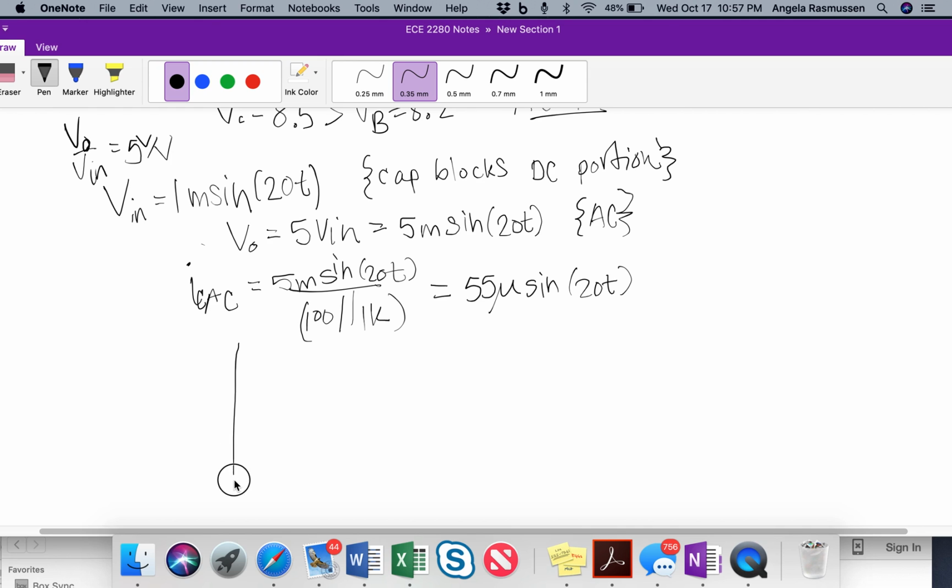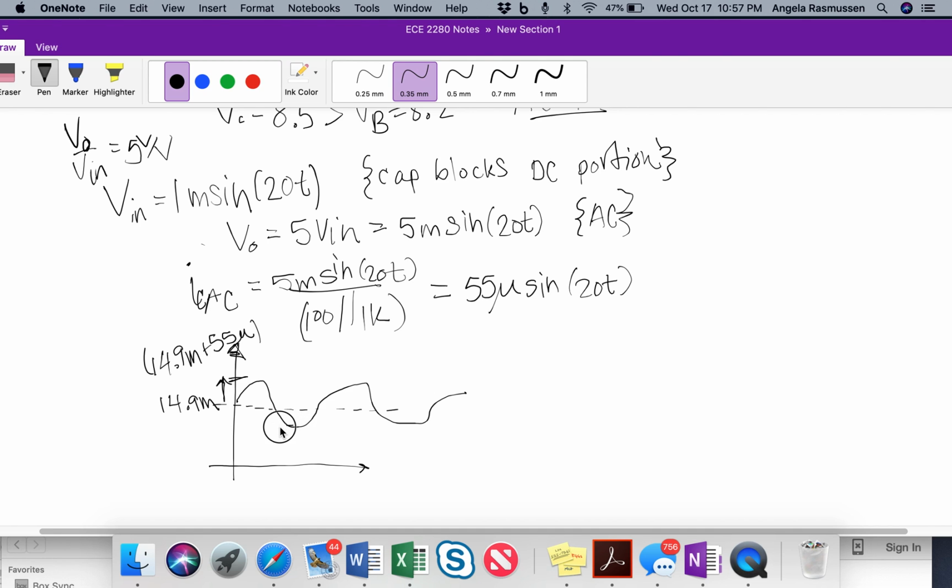So my total current is going to be the DC portion, which is 14.9 milli. And now I'm going to see a sinusoidal wave around that value, where the peak of it is going to be 14.9 milli plus 55 micro, and the bottom portion is going to be 14.9 milli minus 55 micro. And so that would be what the actual waveform for the current at the collector would look like.